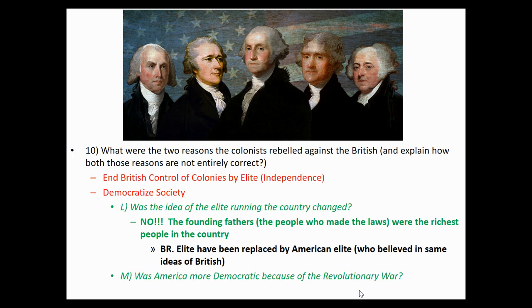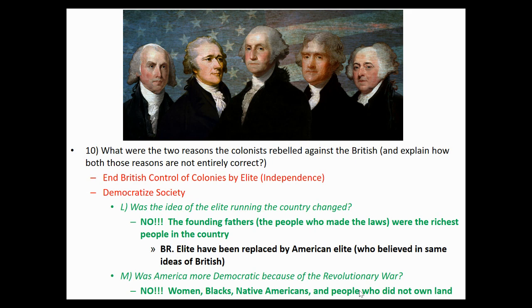And also, was America more democratic because of the Revolutionary War? Well, this goes to the fourth question we had earlier. Who are some people who do not have equality in America? Well, let's think. Who still can't vote? Women can't vote. Blacks can't vote. Native Americans can't vote. And white males that don't own land, they cannot vote. So basically, before the Revolutionary War, the only people who could vote were landowning males. And after the American Revolution, the only people who can vote are landowning males. So basically, when the war was over, we were no more democratic than we were before. And also, we went from the idea of an elite running the country to another elite.